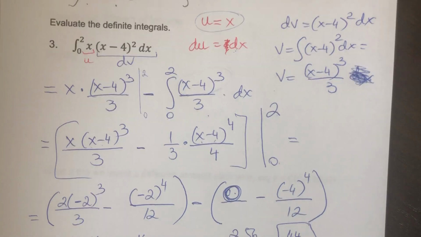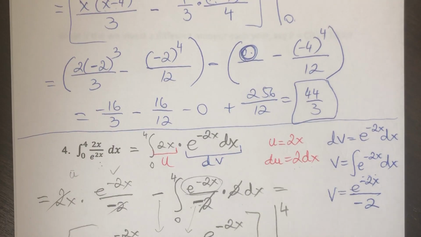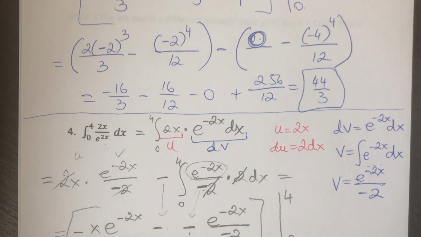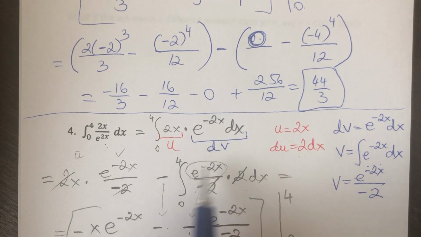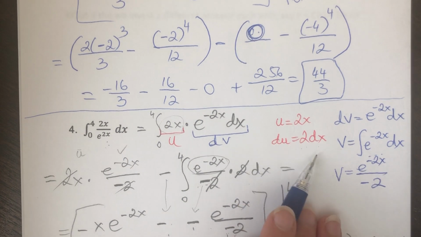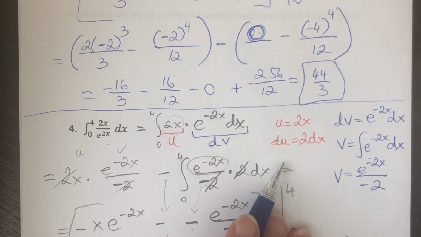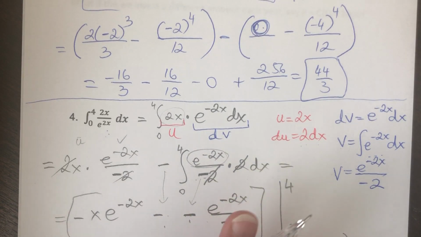Again, the most important part, the key, is who do you choose to be u and who do you choose to be dv. Your u should always be something you want to disappear in the second integral, because once you take its derivative, it's much simpler. Maybe it's completely gone. Maybe your x's are gone. Always choose ln x to be your u because you want to take the derivative of ln x, to make it go away. It's just the 1 over x, and then you can combine these functions.